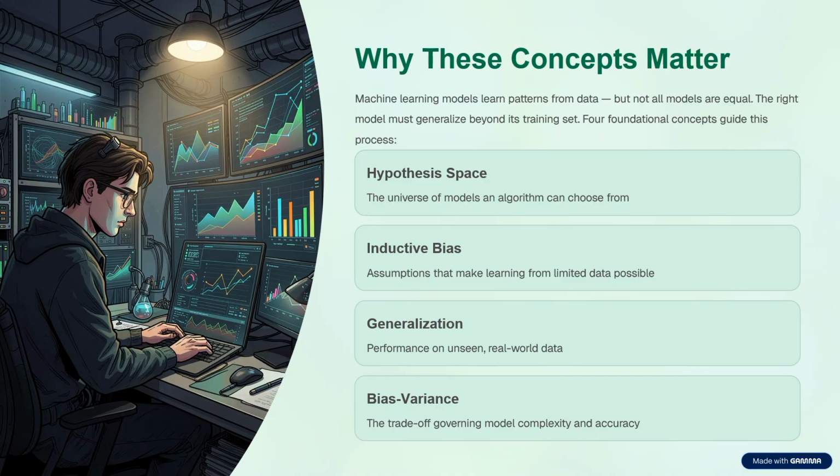First, why these concepts matter. In machine learning, models learn patterns from data in order to make predictions or decisions. However, choosing the right model is very important, because in ML many models are available, but we have to choose one. Concepts like hypothesis spaces, inductive bias, and generalization help us design models that perform well not only on training data but also on unseen data.